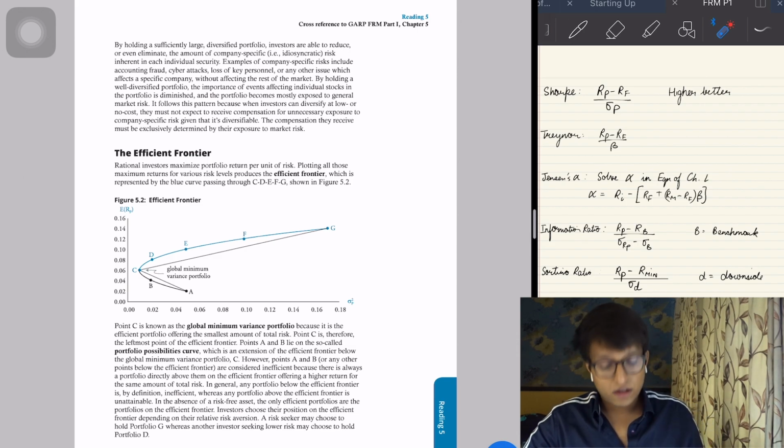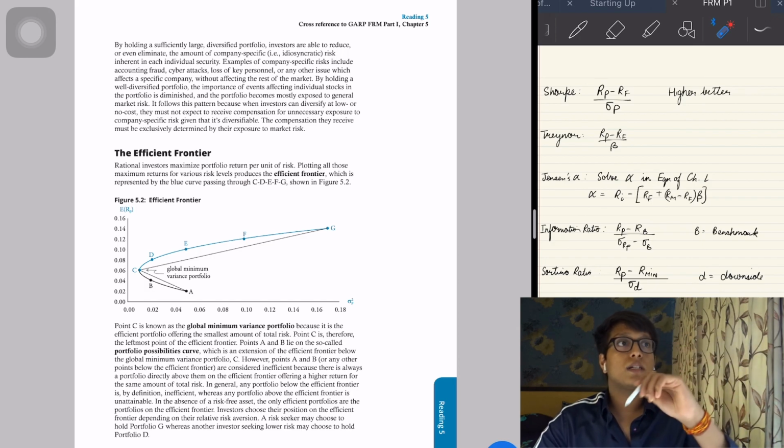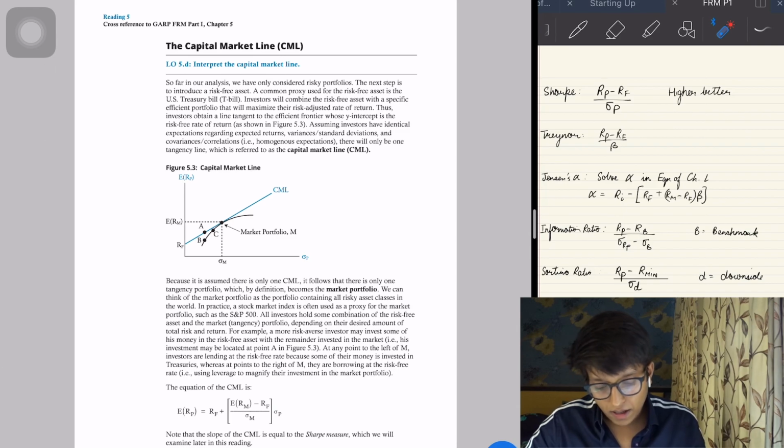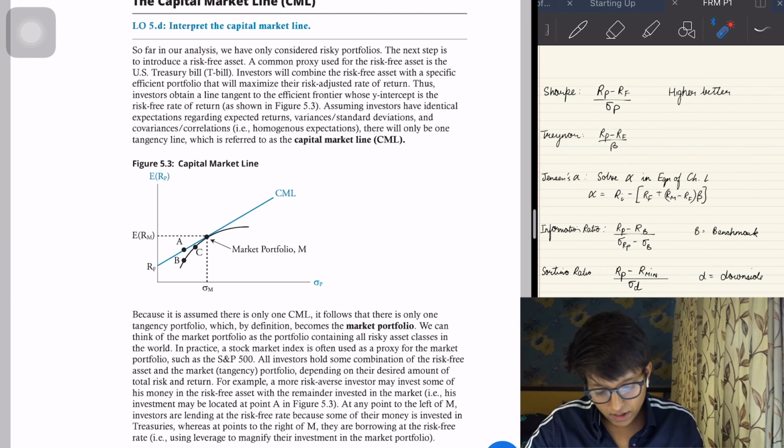The efficient frontier is explained over here. It's called a portfolio possibilities curve because it has all the possible portfolios given over there. And just go through the theory once. There's nothing much to see. Even if you don't go through it, it's okay. But I recommend you go through it.